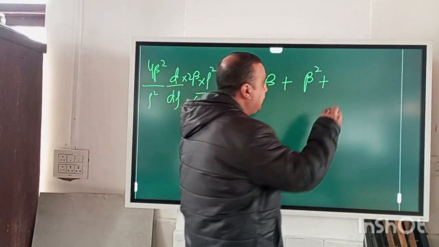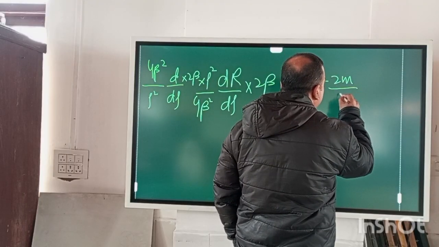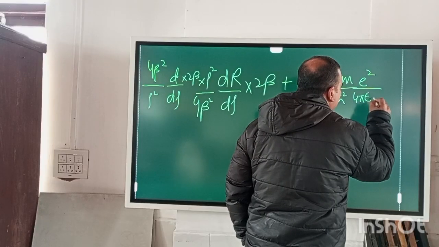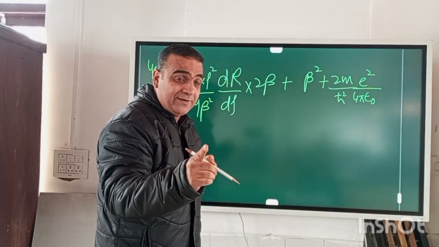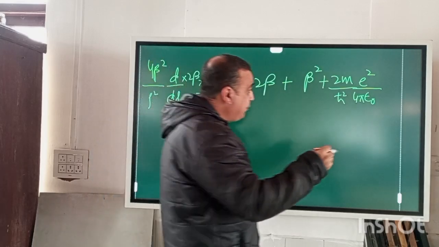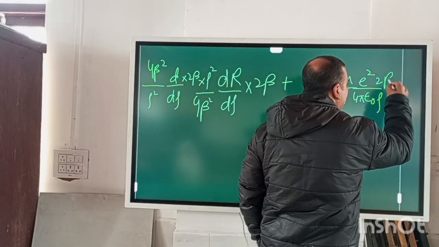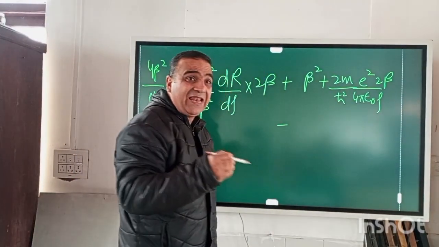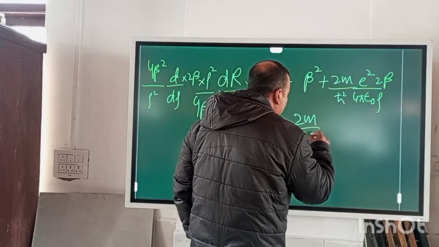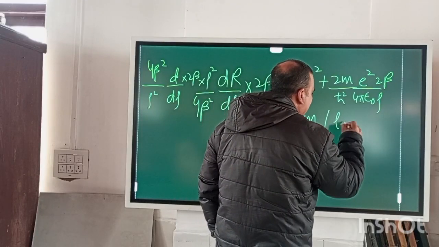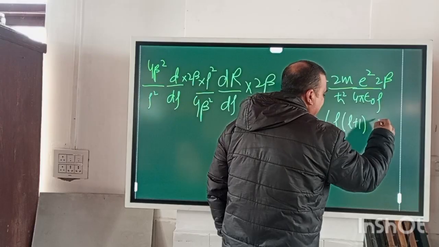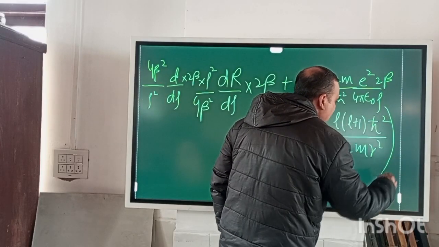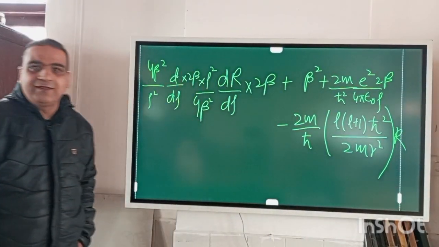What will that be? It will be 2m by h bar square, then e square by 4 pi epsilon naught r. What is r in terms of rho? It's rho by 2 beta, so it is rho here and 2 beta up. Fine? Okay, then the last term, that is minus, that is L. I will go with 2m by h bar square times L into L plus 1. Here you have h bar square divided by 2m r square, times capital R. Is it fine? Any mistake?